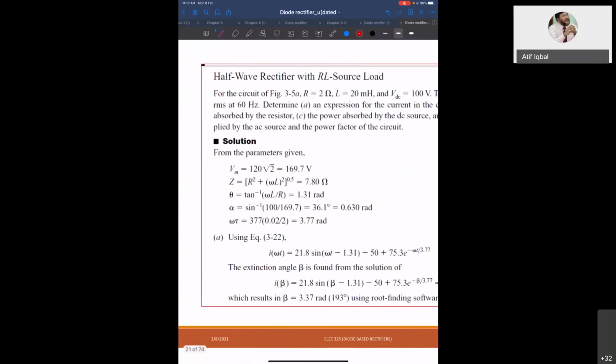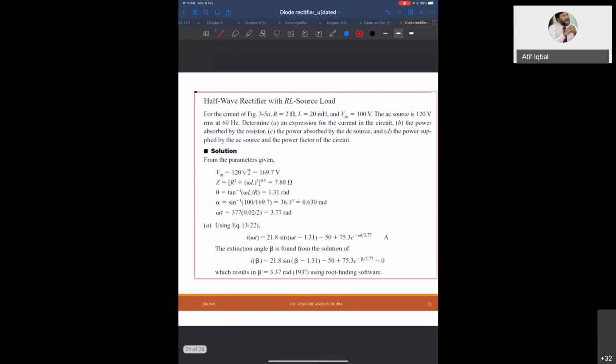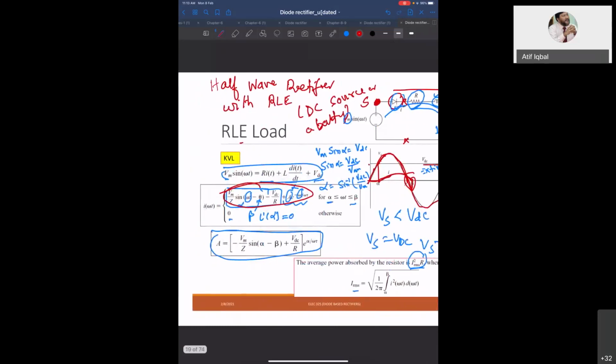Now, based on this, there is this problem. It says that for the circuit, resistance is 2, inductance is 20 milli, the DC voltage is 100 volt, and the AC source is 120 volt RMS at 60 hertz. Determine the expression for the current in the circuit. So this is the expression for the current.